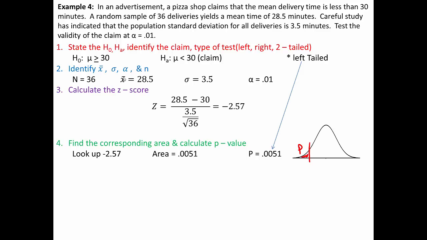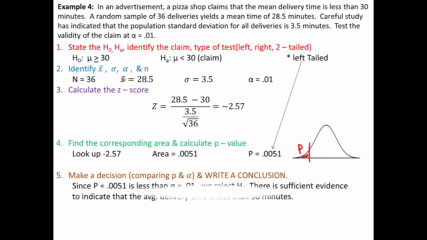Then when I look at this, this is smaller than the significance level. Now remember what that means. It's always in relation to the null hypothesis. So that means we reject the null hypothesis. We reject the idea that it is greater than or equal to 30. That means there's sufficient evidence to claim that the mean of all deliveries is less than 30 minutes. You could say it one way or the other, but you really want to put it in terms of the claim. So you want to put it in terms of, in this case, the alternative hypothesis, which I hope makes sense.